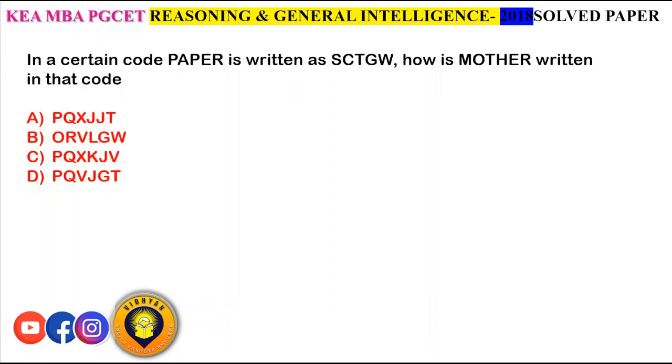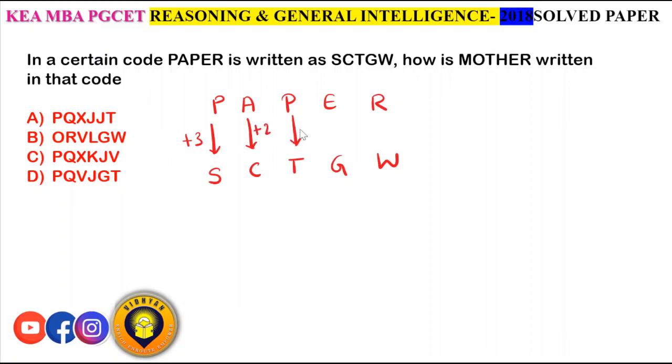In a certain code, paper is written as SCTGW. How is mother written in that code? So first decode this, that is paper is coded as SCTGW. How is this done? From P, PQRS, that means +3, you get S. From A to C, ABC, which means +2, you get C. From P again, QRST, which means +4. From E, FG, which is +2. From R, STUVW, that is +5.